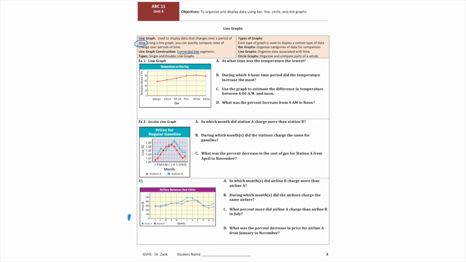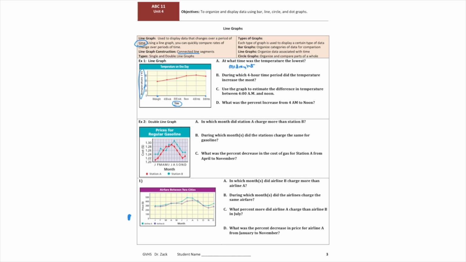Now there are two types again, single and double line graphs. When we look at example 1, notice that we have temperature on one day, starting from midnight all the way to 8 p.m. The time is on your independent axis, and temperature is on your dependent axis. The question is, at what time is the temperature lowest? You're looking for the lowest value for the temperature, and that's going to be midnight.